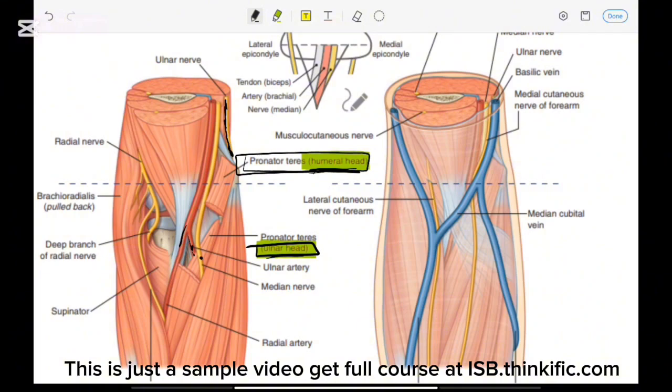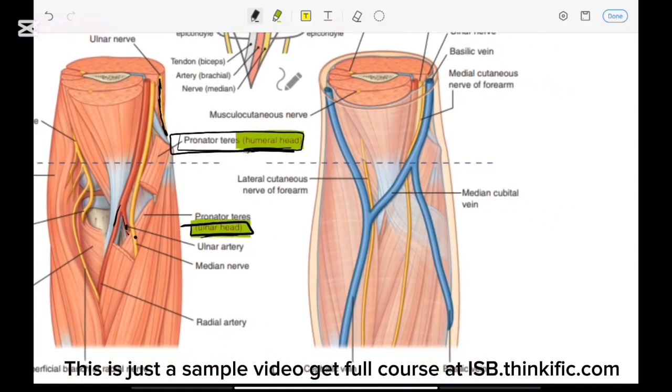Now, the roof of the cubital fossa. This diagram shows us the roof of the cubital fossa. Actually, the roof is formed by superficial fascia and skin, and then deep fascia. The most important structure within the roof is the median cubital vein. Do you see this is the vein? Median cubital vein.